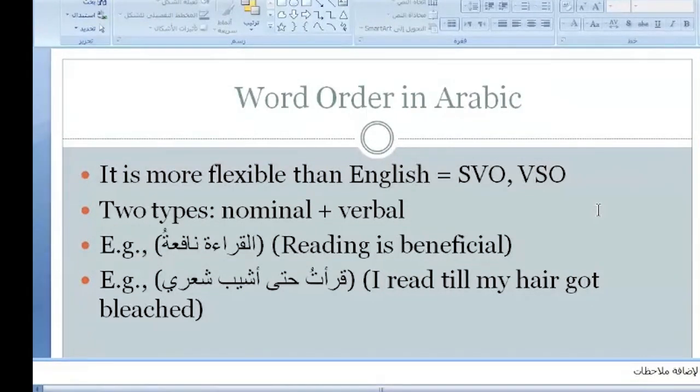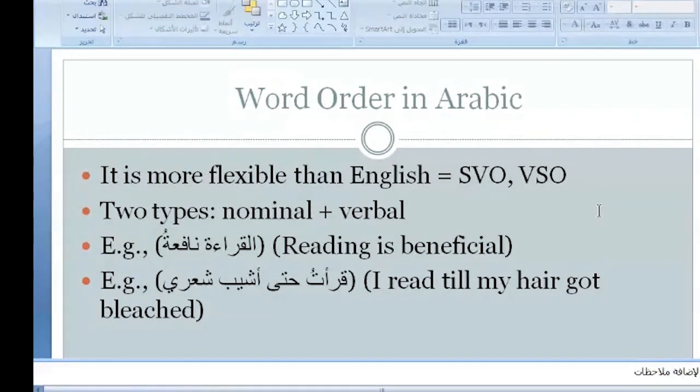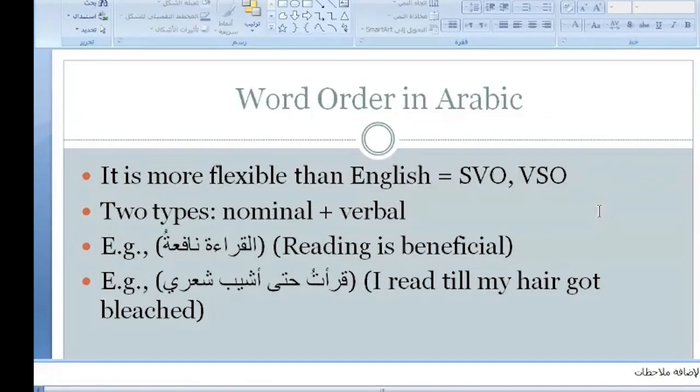So again, Arabic is a morphological language, and basically there are two word orders. بها اثنين أساسيات. And these are not exhaustive. مو هن هذا فقط. لا, you can use other orders. But basically, we have just these two. They are what? First, SVO. Second, VSO.